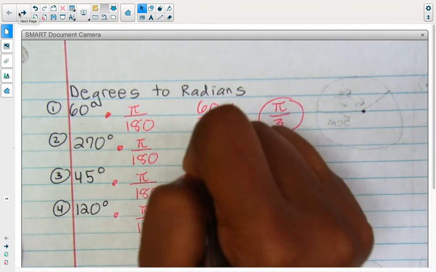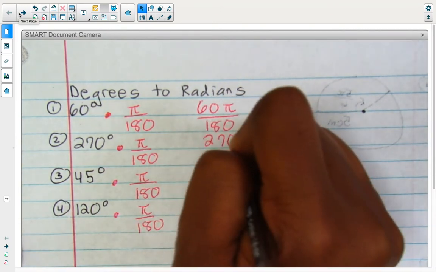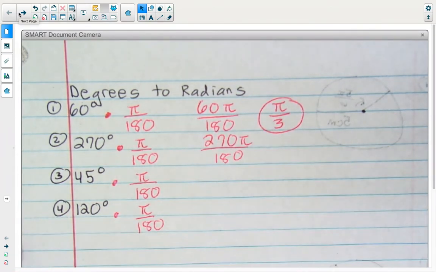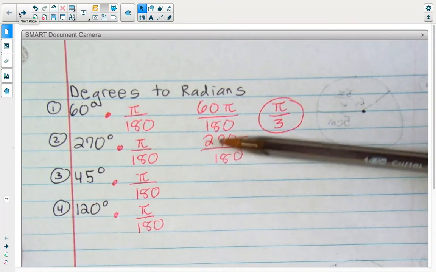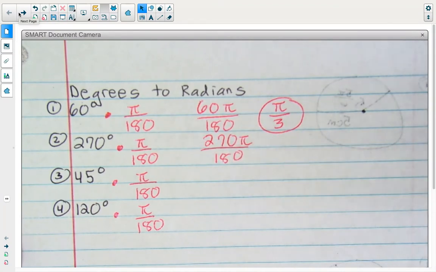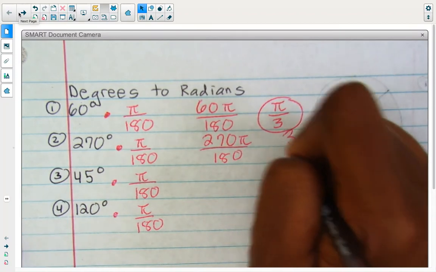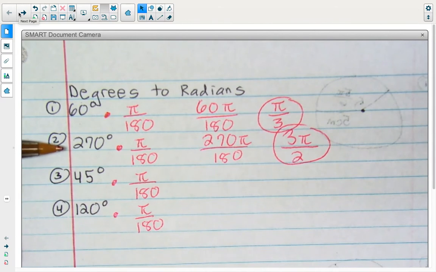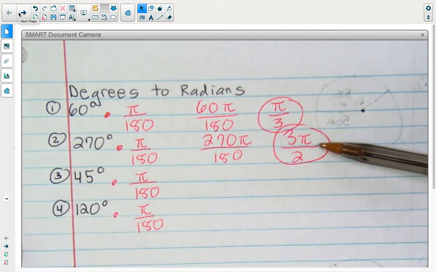I'm going to go through and do the same thing. We're going to multiply top times top and reduce. So 270 over 180 is going to reduce. Feel free to type that in Desmos. It reduces to 3/2. So now I have 3 pi over 2. So 270 degrees is the same as 3 pi halves.